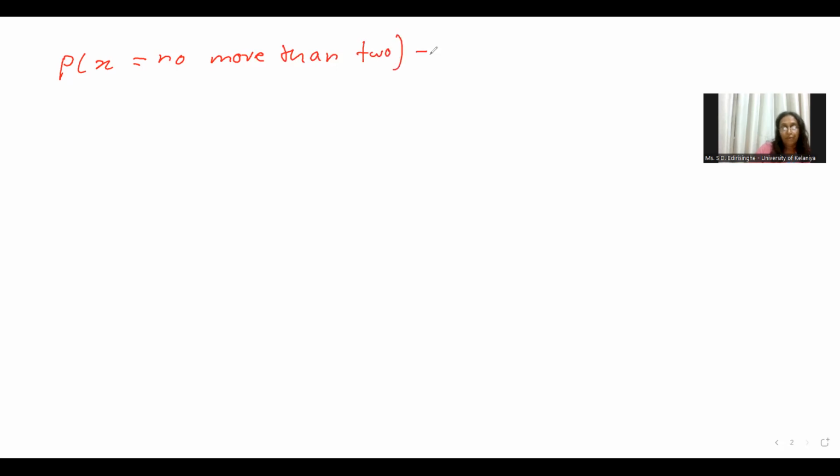What is the meaning of it is, you have to find 10C0 p to the power x q to the power n minus x, plus 10C1 p to the power x q to the power n minus x, plus 10C2 p to the power x q to the power n minus x.